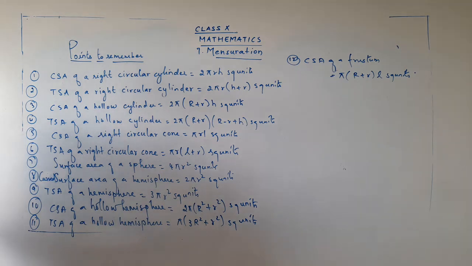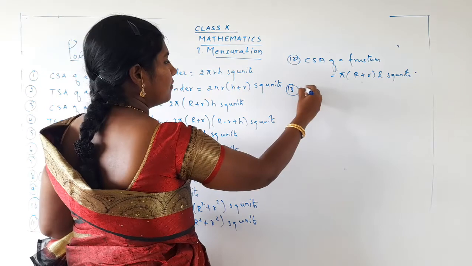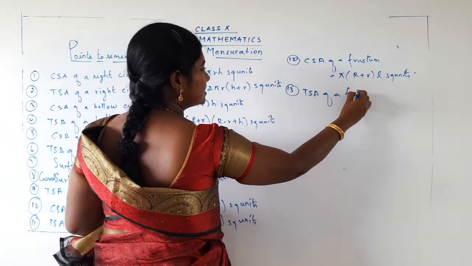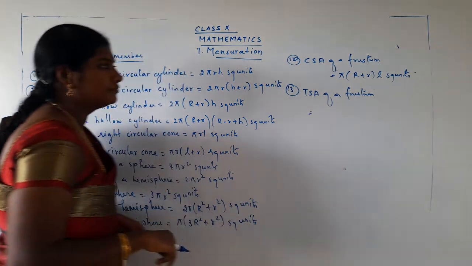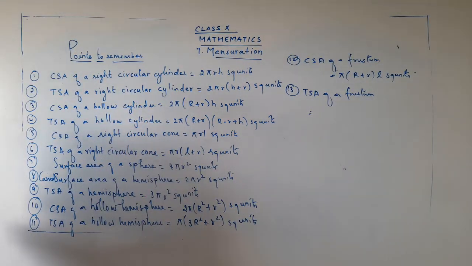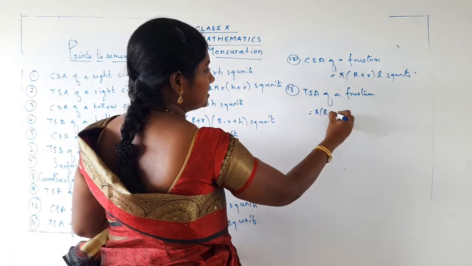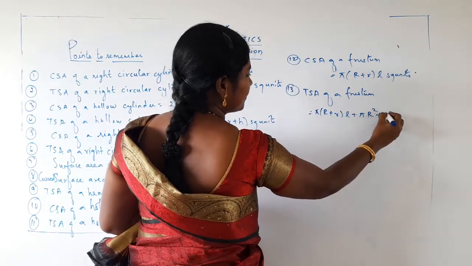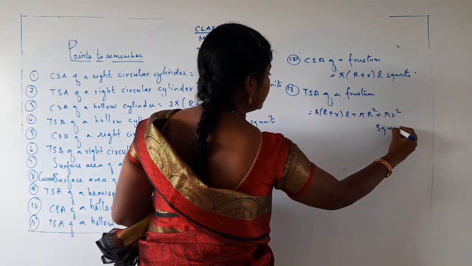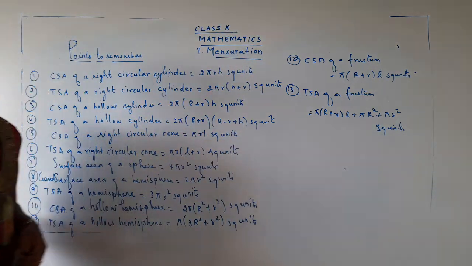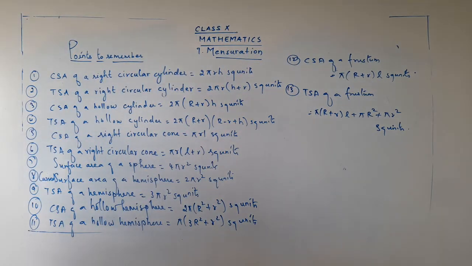Okay, children. So go for the 13th formula. Total surface area of a frustum is equal to pi (R plus r) l plus pi R square plus pi r square square units. So these are the formulas that we have to use for the different figures if you are being talked about the surface area and the total surface area.